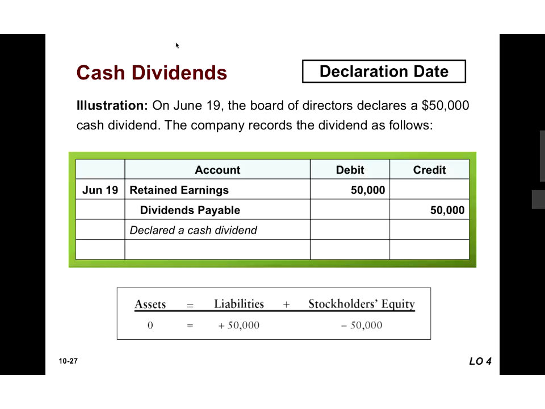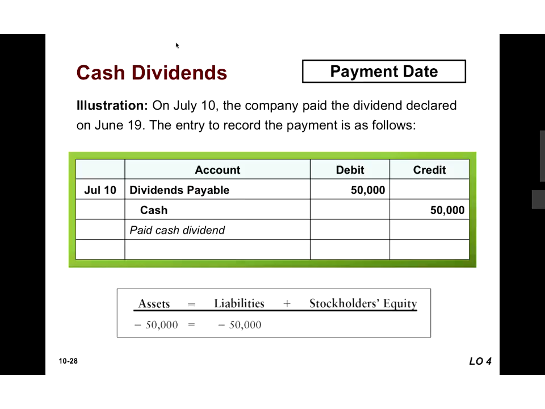So that's the declaration date. On declaration date, liabilities increase, stockholders' equity decreases. We have a liability. Next up, we have the payment date. The date of record goes by, we don't make any entry. But on the date of payment, when we pay the dividend, we're going to be debiting the liability, dividends payable, because we're paying it off. We're going to be crediting cash. So on the date of payment, assets are going down and liabilities are going down.